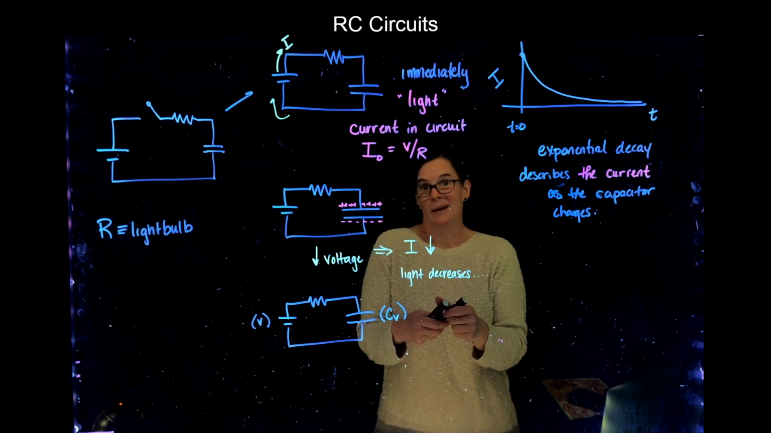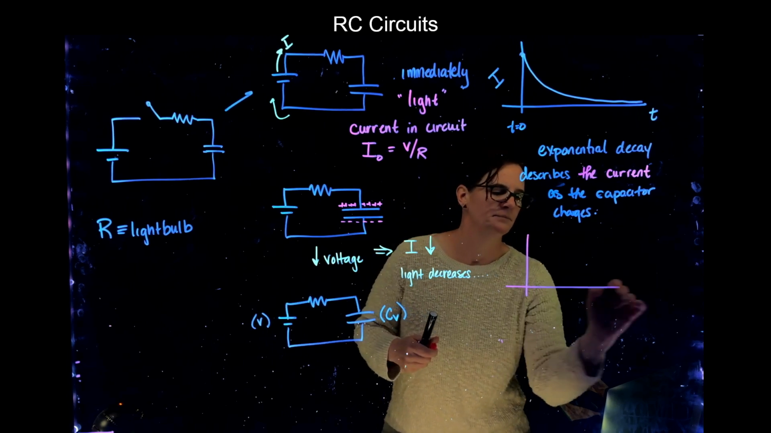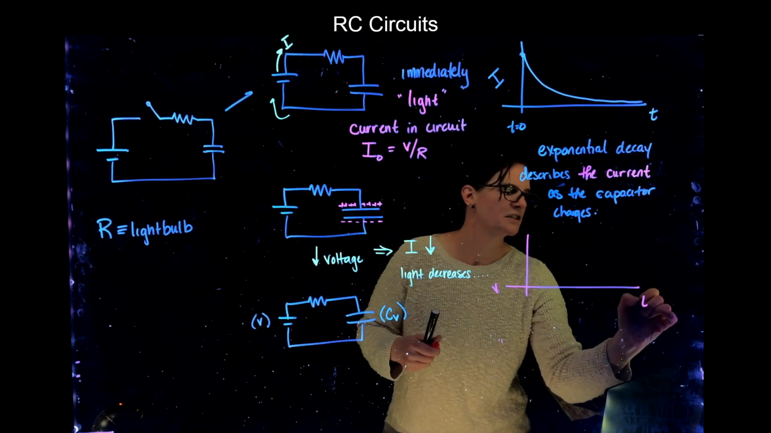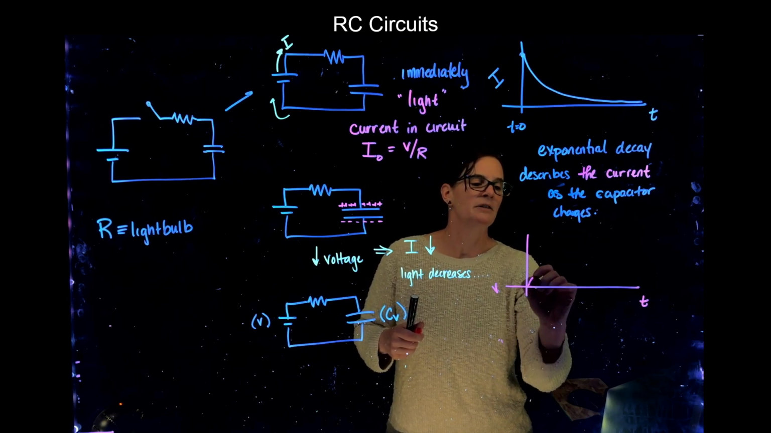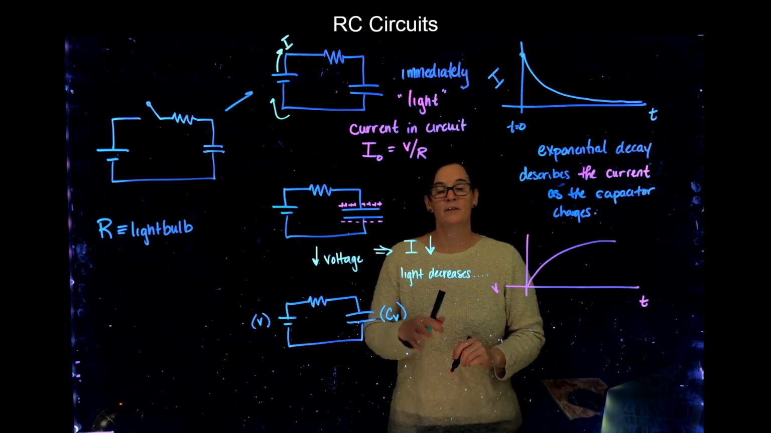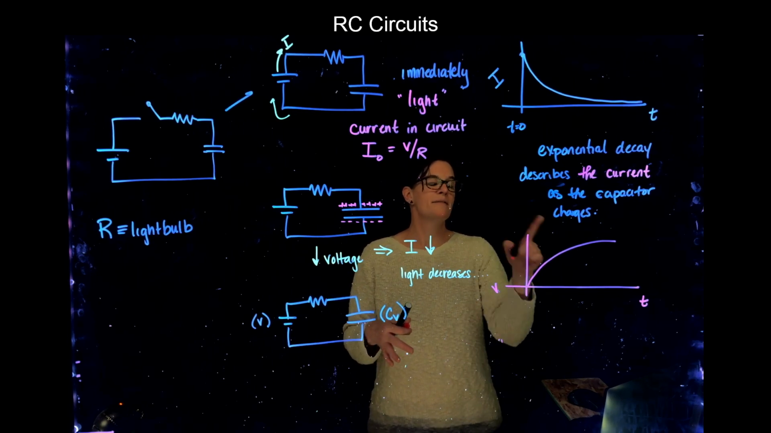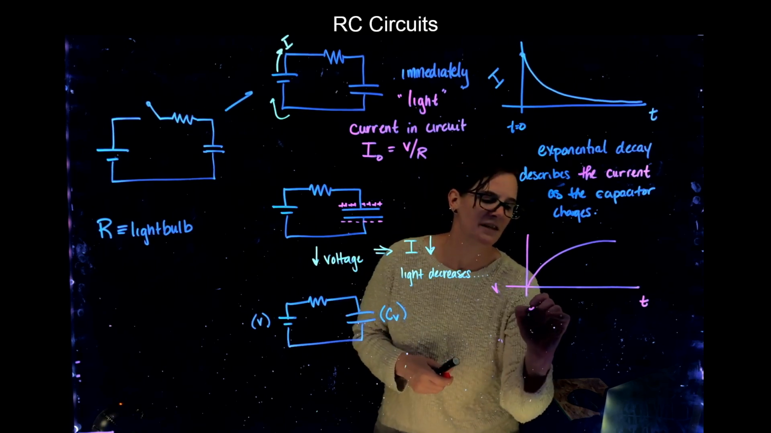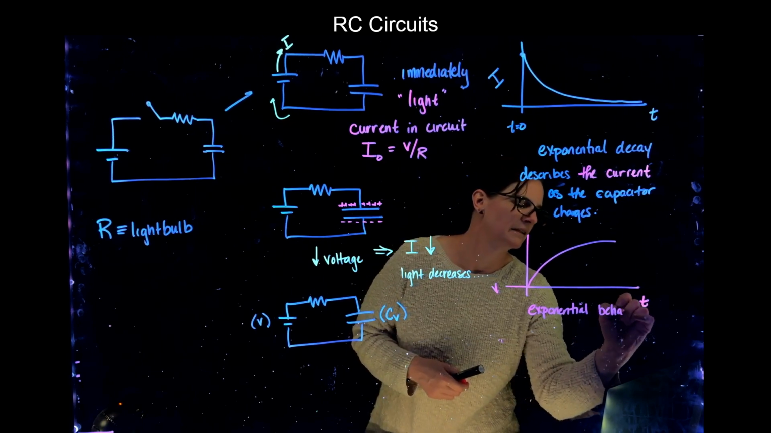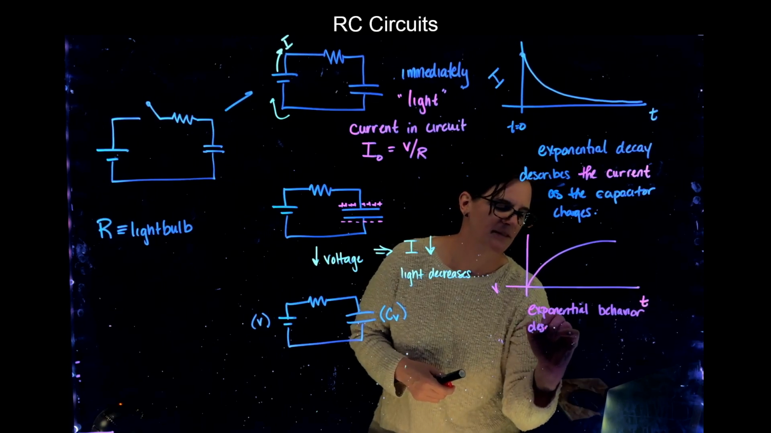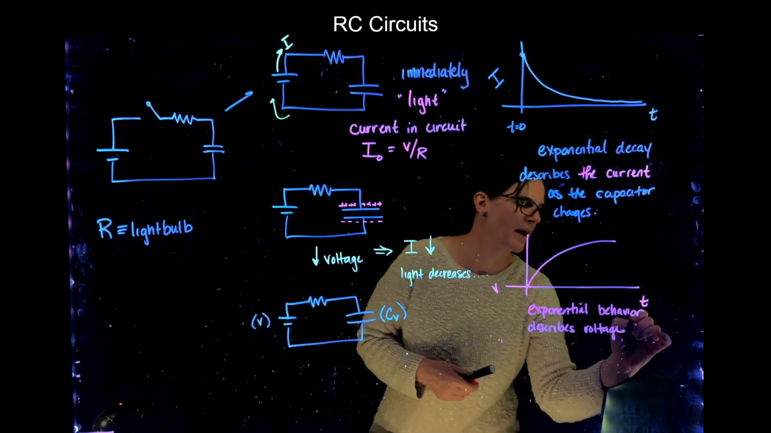Well, it should look the opposite of that, right? If I look at the voltage across the capacitor as a function of time, we should see that the voltage across the capacitor starts at 0. There's nothing across the capacitor when we first close the switch, and it increases as a function of time. So this exponential growth describes the voltage as the capacitor charges.